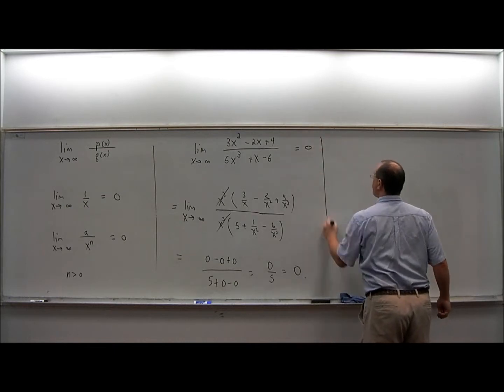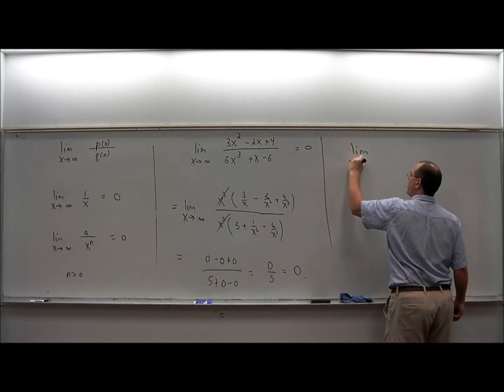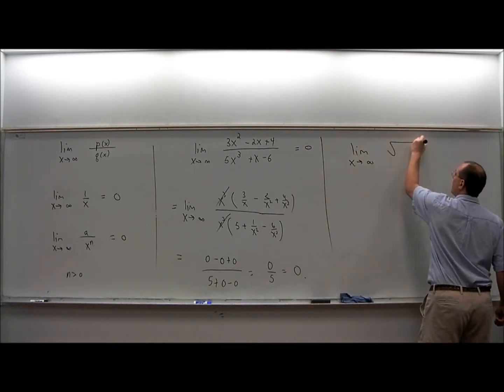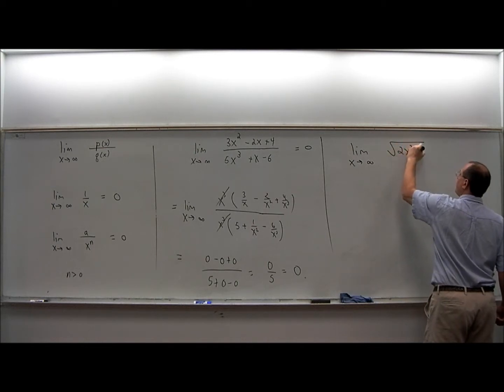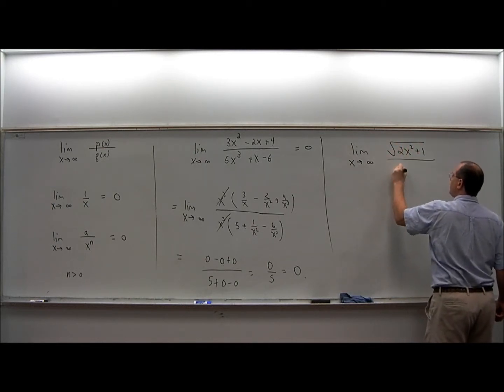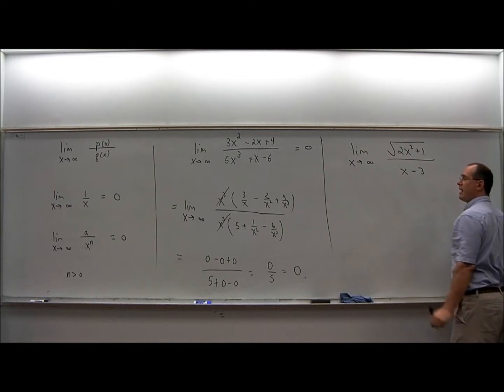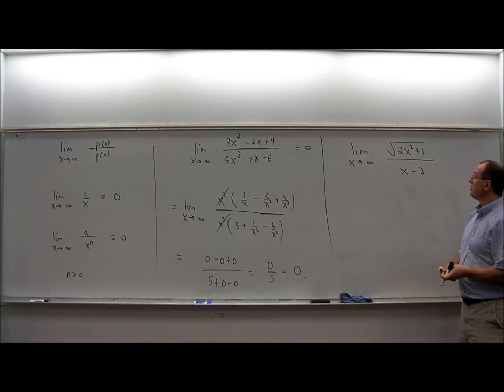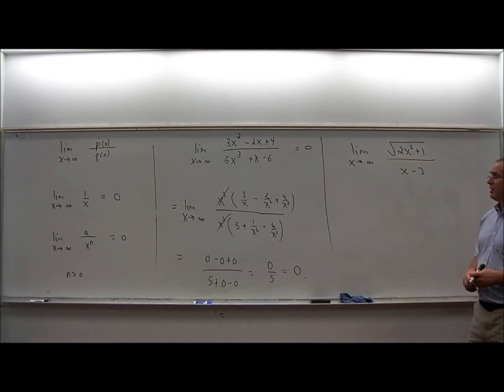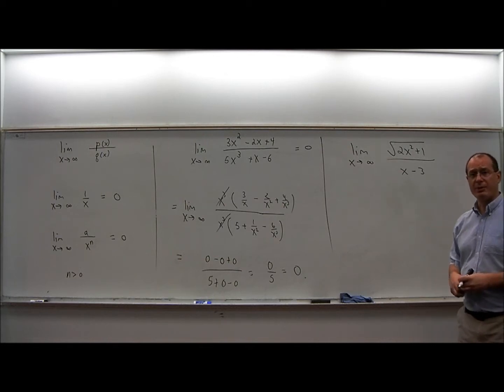And before we leave this topic, let's examine one more example that's not quite a rational function, but it's related. Let's take a look at the limit as x goes to infinity of the square root of 2x squared plus 1 divided by x minus 3. So we have a square root here, making matters a little bit more complicated.